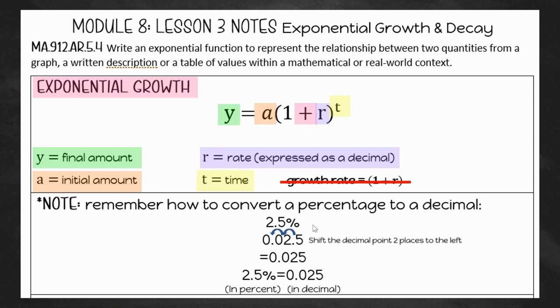So in your notes it says growth rate. That was a mistake. It should be called the growth factor. So please cross that out and rewrite growth factor.